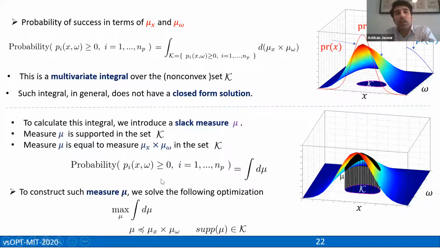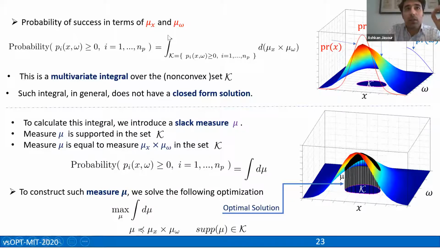By solving such optimization. Look for measure mu. Measure mu is supported inside the set K, our success set. It is upper bounded by the joint measure of x and omega. And in this optimization, we are trying to maximize the volume of this measure. So we are going to maximize its volume until it hits the upper bound measure, this joint measure here. So by doing so, I can then look for its zero order moments and find the probability of the success.